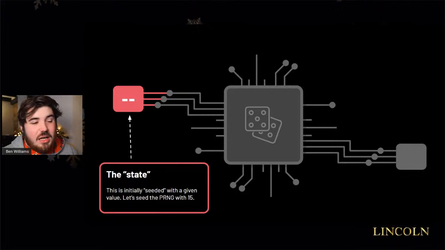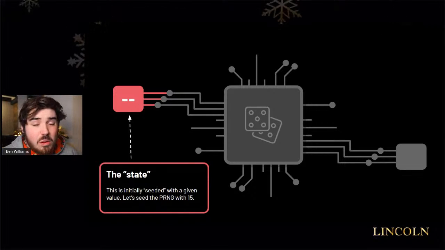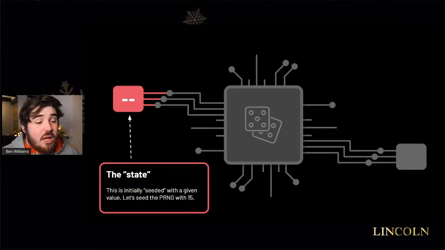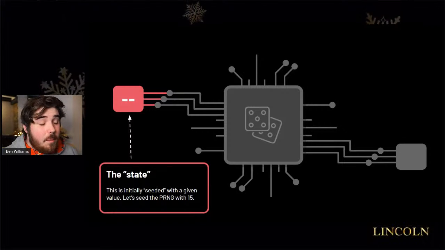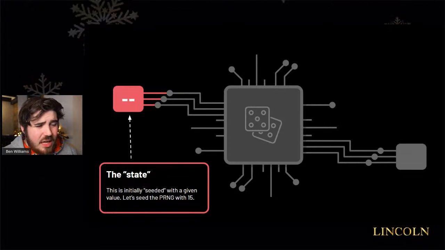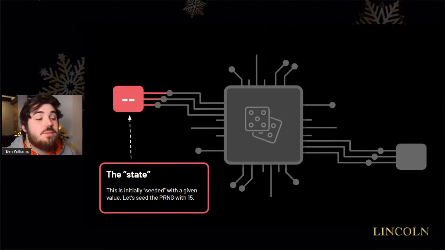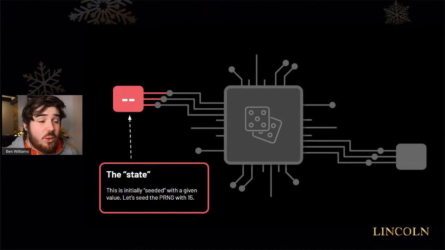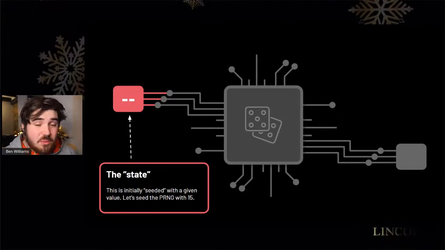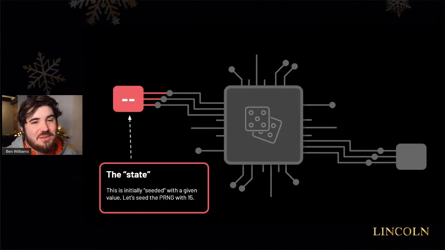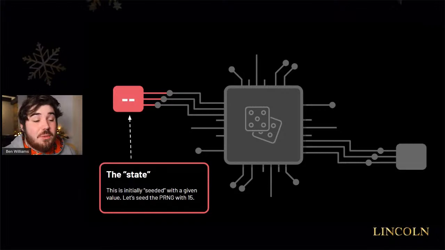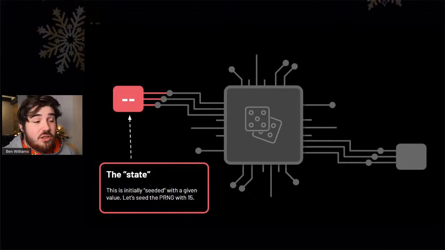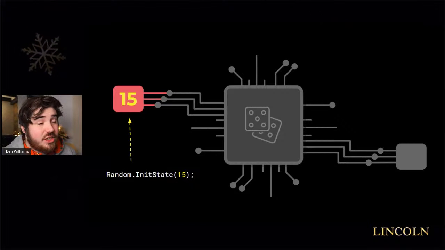It could be, I don't know, an image, right? It could be a whole array of different values. But for the sake of simplicity, we're going to think of this as just a number, an integer. If we set the state initially, it's called seeding the state. We're setting that state manually. So let's seed this PRNG with, for example, 15. If we seed it with 15, we just get 15 here.